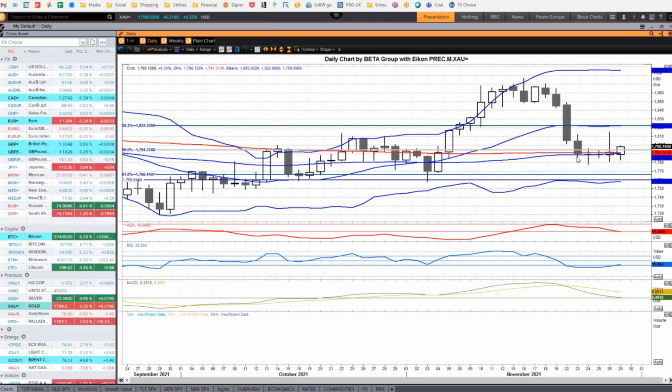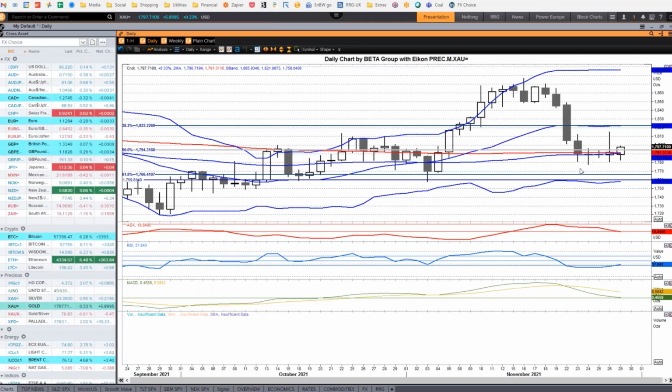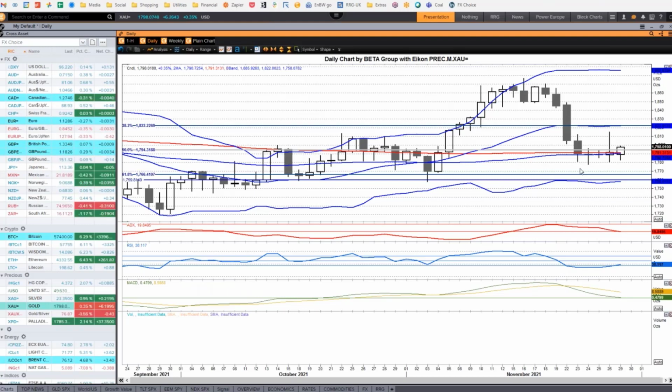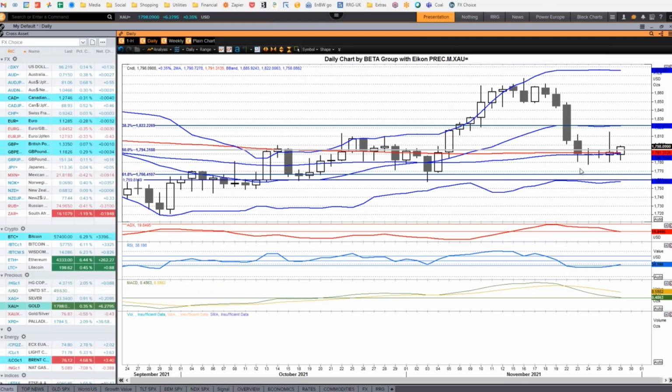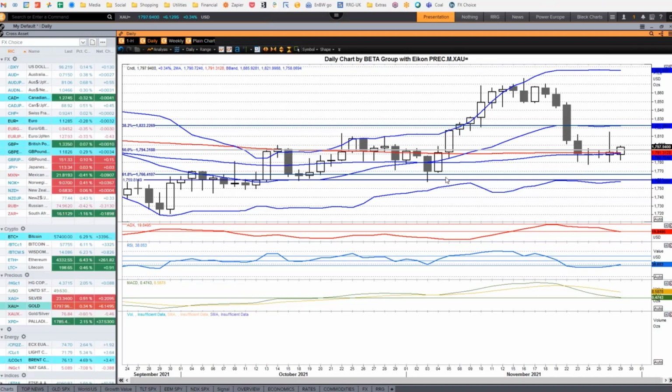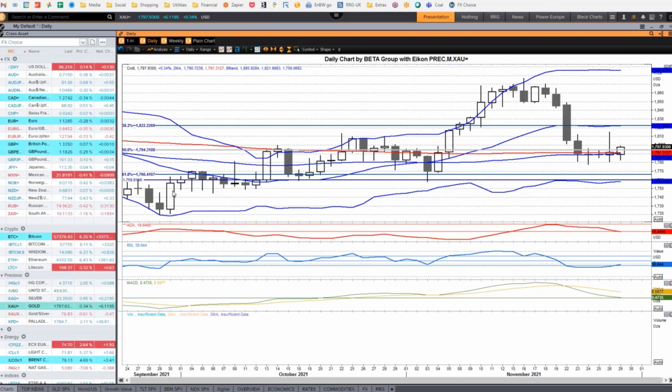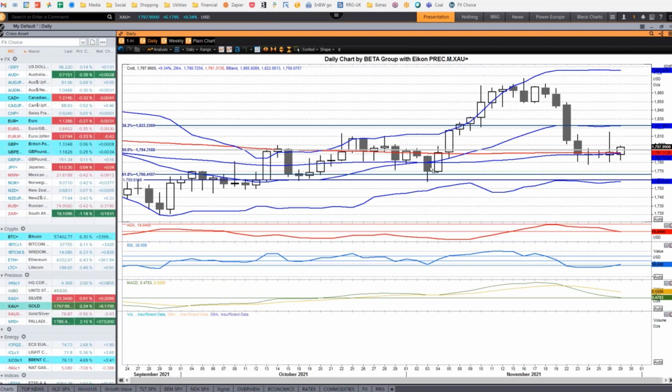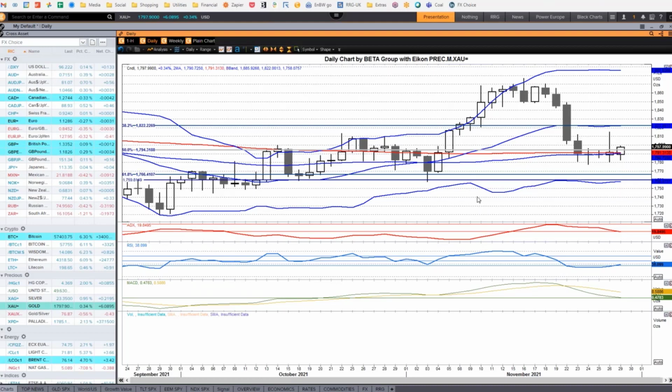But if we can't hold this area here, 1756 area, look for a move back to 1740. And if the move gathers momentum on the downside, then I think we can easily get back down to this low here at 1720. It's a very disruptive fall that's taken place. But this is a good place for it to stabilize, and it is beginning to look like it might stabilize, but risk off, we're going to suffer in gold, aren't we?